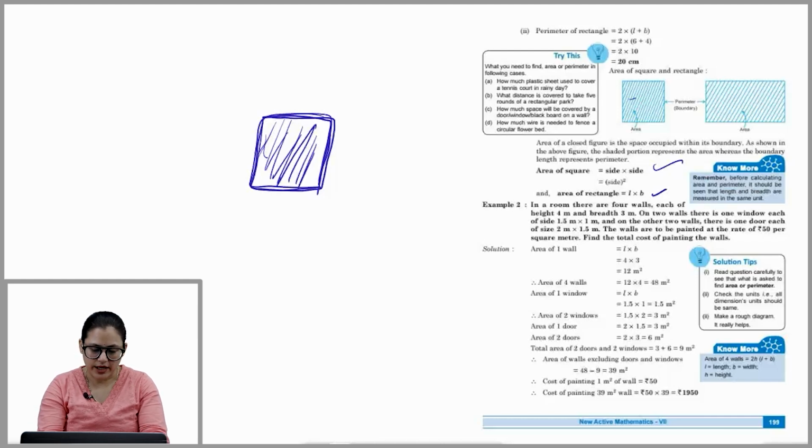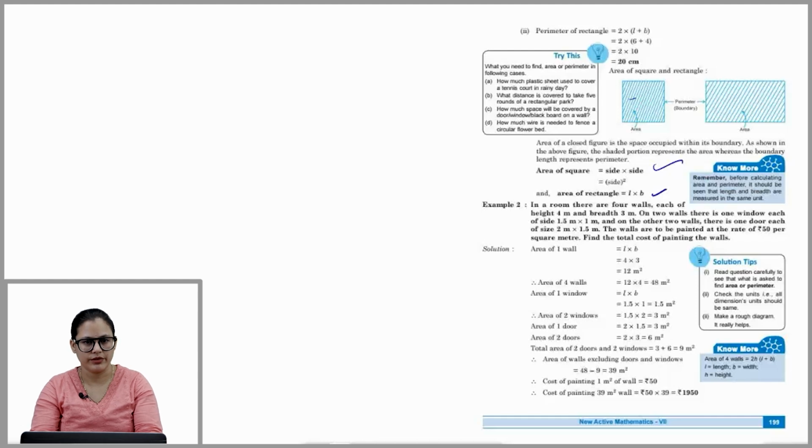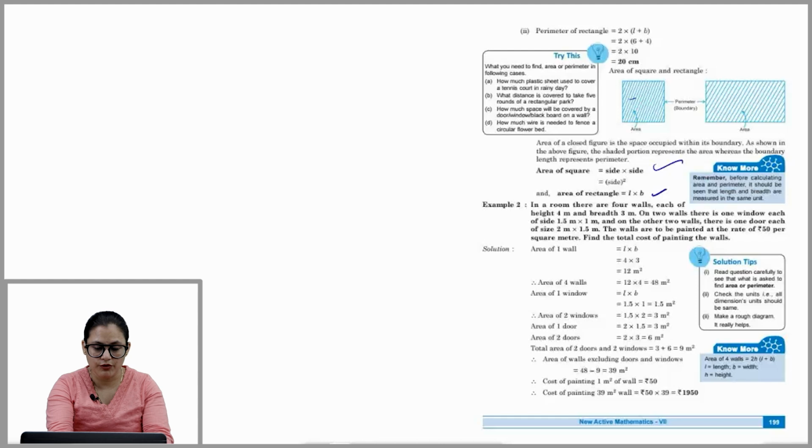Okay. See, whenever we paint a wall, do we also paint windows or doors? No, right? So, what will we do? We will first find out the area of wall. We will also find out the area of window and a door. And then we will subtract area of window plus door from total area of the wall, because we don't need to paint them. We have to just find out the cost of painting the walls only, not the windows, not the door. Okay. So, first area of wall is what?